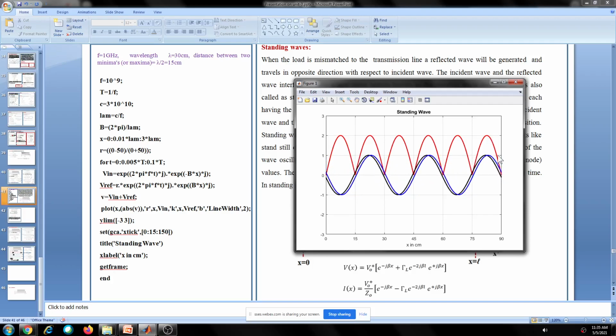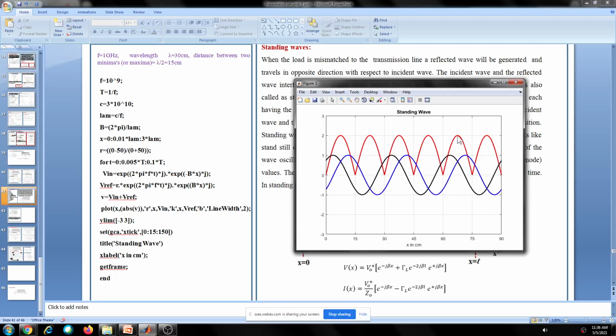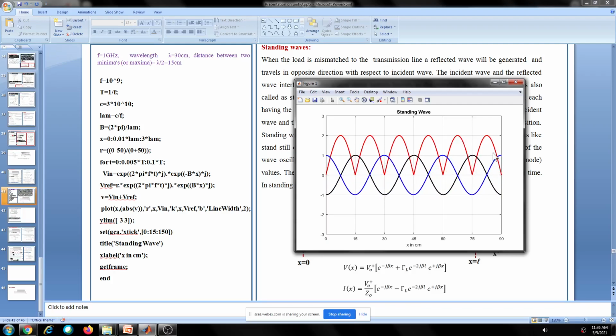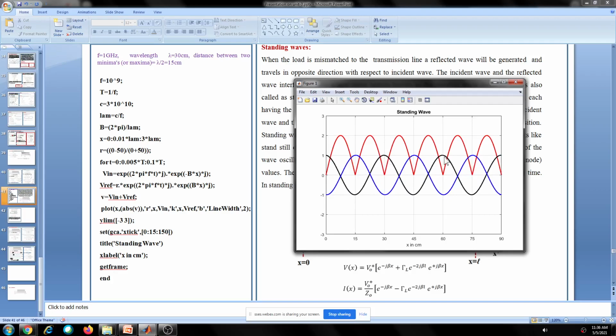Voltage varies over the line. It reaches a maximum value, decreases, and becomes minimum here. Again it increases, reaches a maximum value, and decreases. So the voltage over the line varies as a function of distance, and you can observe that it reaches a maximum value and a minimum. That pattern will repeat over the line.